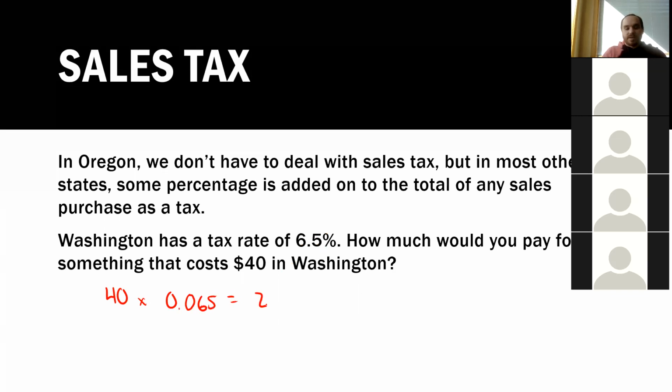And when we solve this out, we're going to get $2.60. I'm adding in the 0 because, again, this is in money, so we usually have 2 decimal places. But this is the amount of sales tax. We still need to add in the initial cost. So we have $40 plus $2.60, which will give us $42.60.